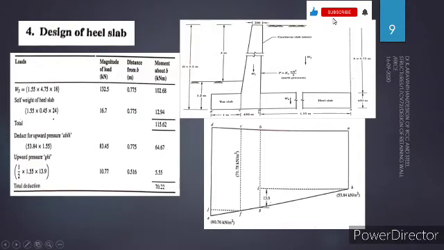While taking the moment, the distance from B will be 1.55, so the centroid will be at 1.55 by 2, that is 0.775. Hence it is taken as 0.775, and the soil load is also at the same width of 1.55. Hence each centroid will also act at 0.775. So if you multiply the load into this distance, you will get the moment at the point B.